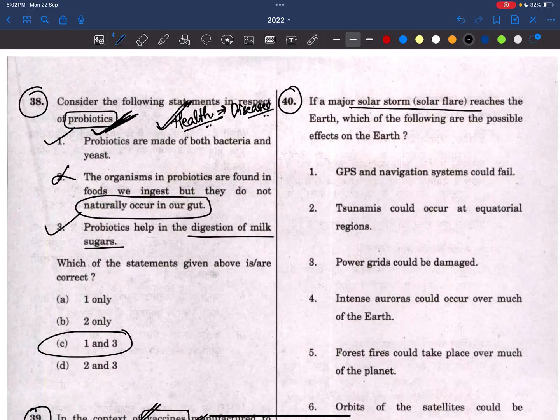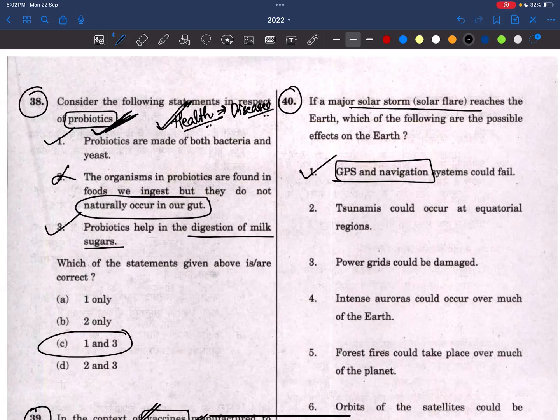Okay, that will be reaching the Earth. Not directly Earth, but these solar flares are so powerful that sometimes they may come closer to the Earth. They come close to the Earth's field. They cause electromagnetic interference. Okay, now let's see the statements. GPS and navigation systems could fail. Yes, definitely, because these are communication technologies, and because of this electromagnetic interference, some sort of disturbance will be there.